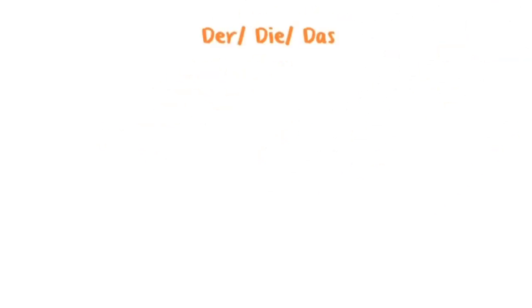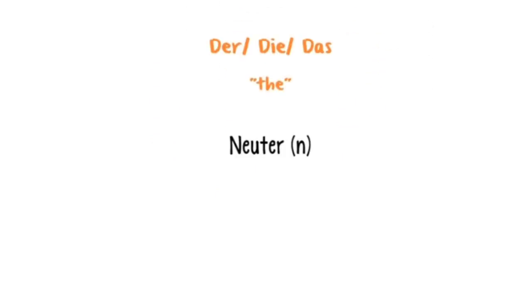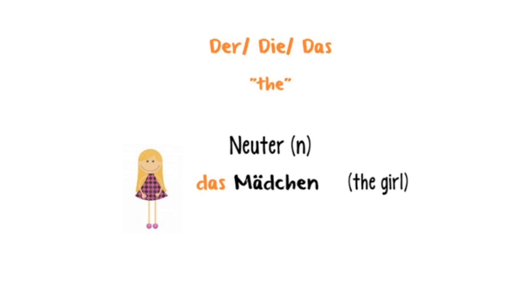Now let's have a look at der, die, das in the feminine form. Here we have the example of die Frau, which is equivalent to the woman. Also here we have the personal pronoun sie, which means she. In the last case we have the gender das, which is the neuter form. In this case we have the example of das Mädchen, which means the girl.